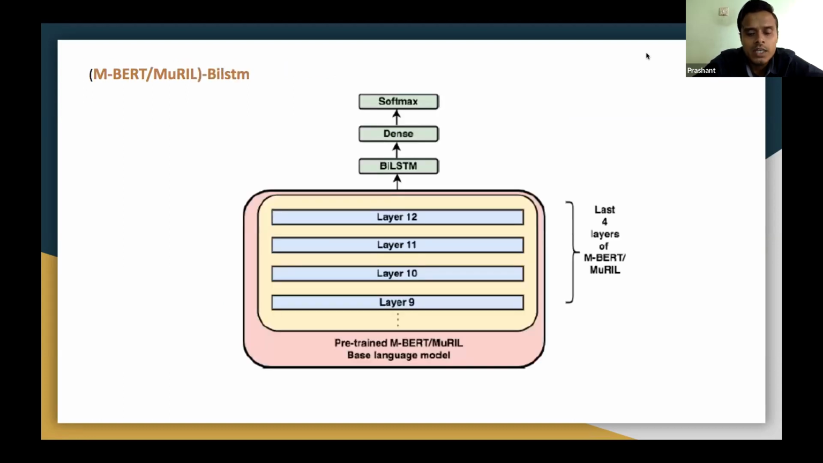Similarly, this is the model architecture for model 3 and model 4, where the last 4 layers of the encoder are used. The last 4 layers of the encoder are first concatenated, which is later passed to the bi-LSTM, followed by the dense layer and the softmax layer to get the probability score. We also trained with the last 6 layers, but we found that concatenating the representation for the last 4 layers is giving improved performance over the other approaches. So this constitutes model 3 and model 4.